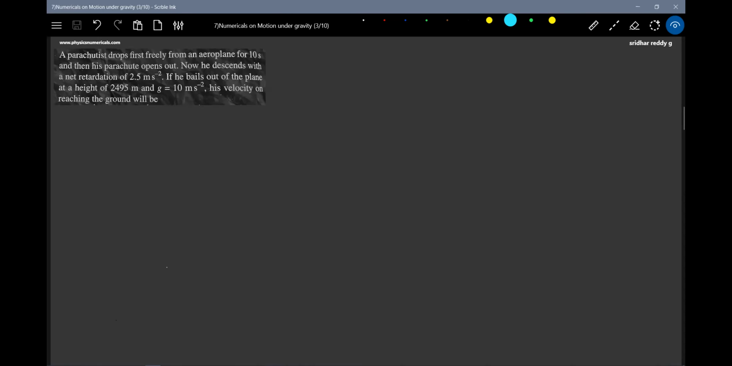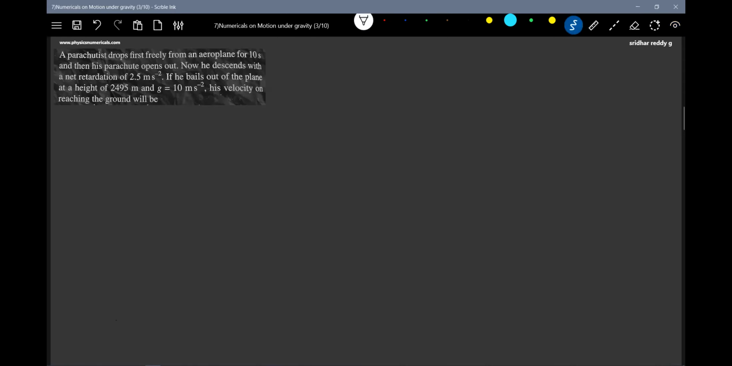A parachutist drops first freely from an aeroplane for 10 seconds and then his parachute opens out. Now he descends with a net retardation of 2.5 meters per second square. If he bails out of the plane at a height and g equal to 10, his velocity on reaching the ground will be.